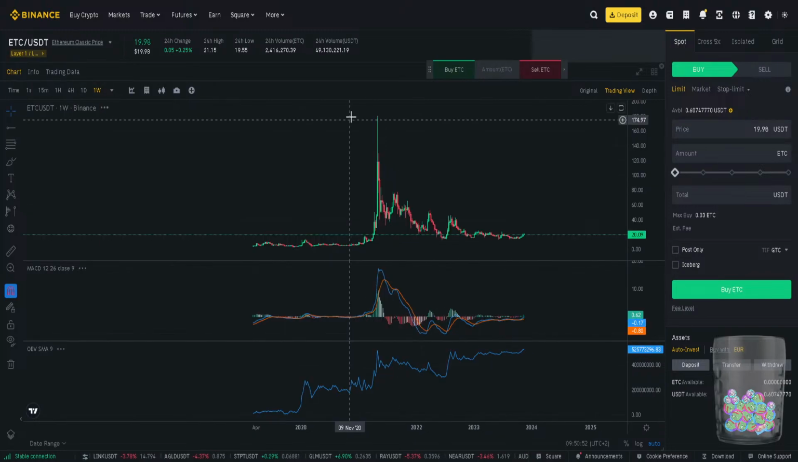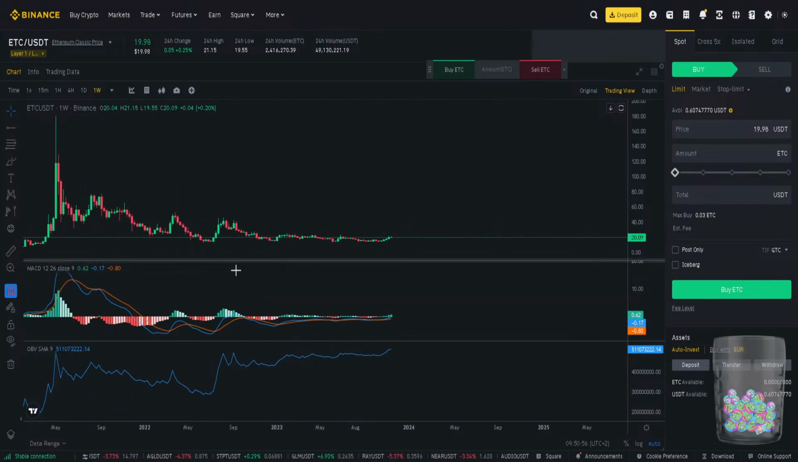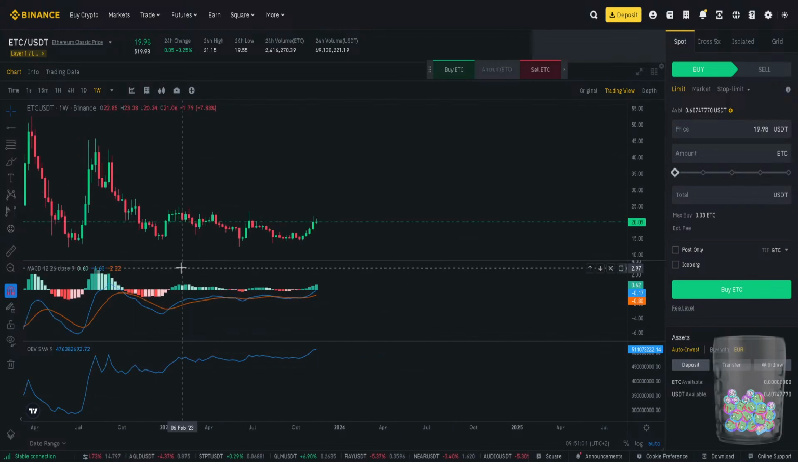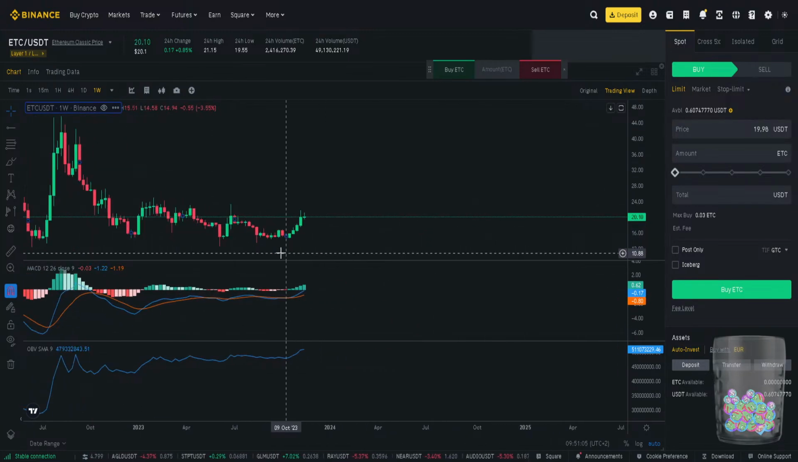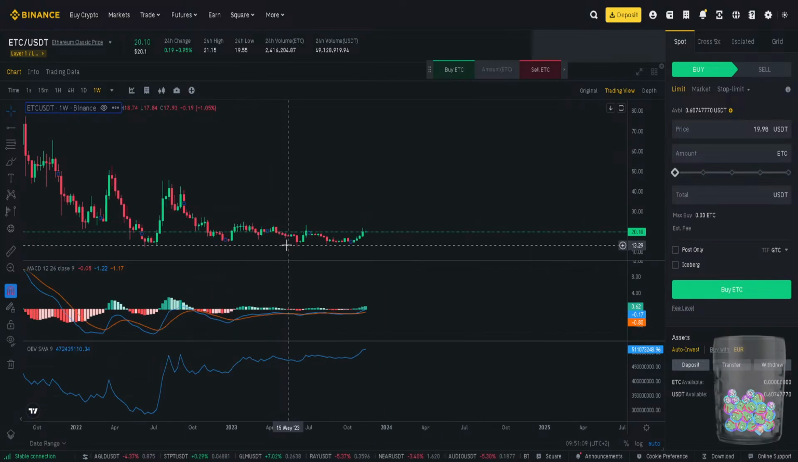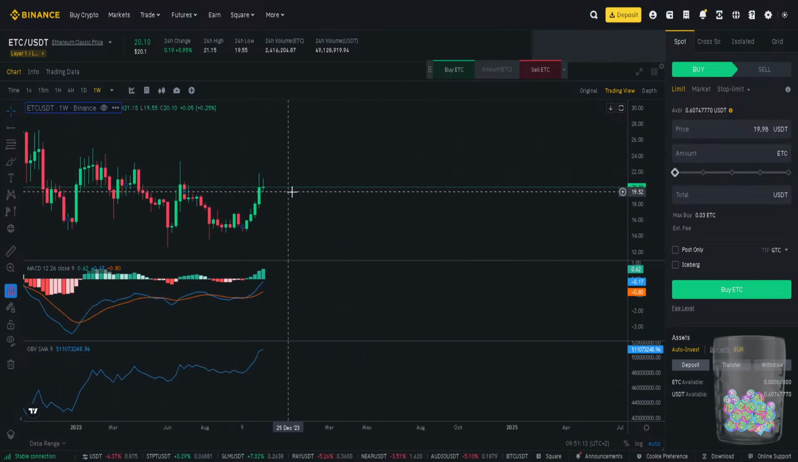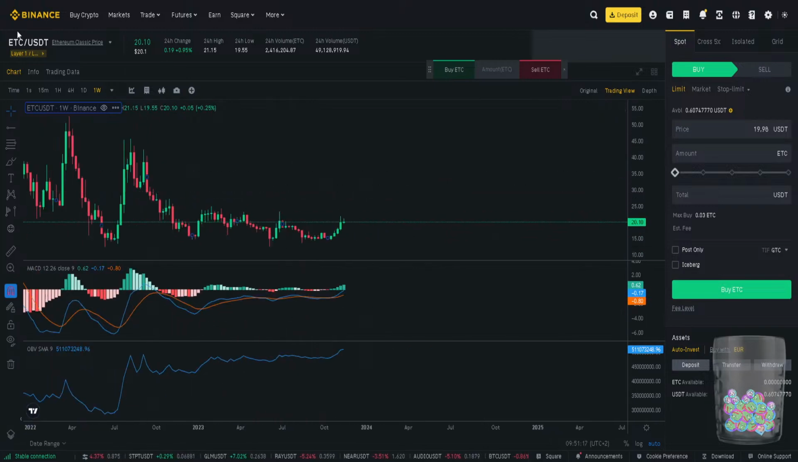ETH Classic. Good market structure. You've got bullish divergences all over the chart. Definitely give you a double in the bull market. Not in the short term, I don't think.